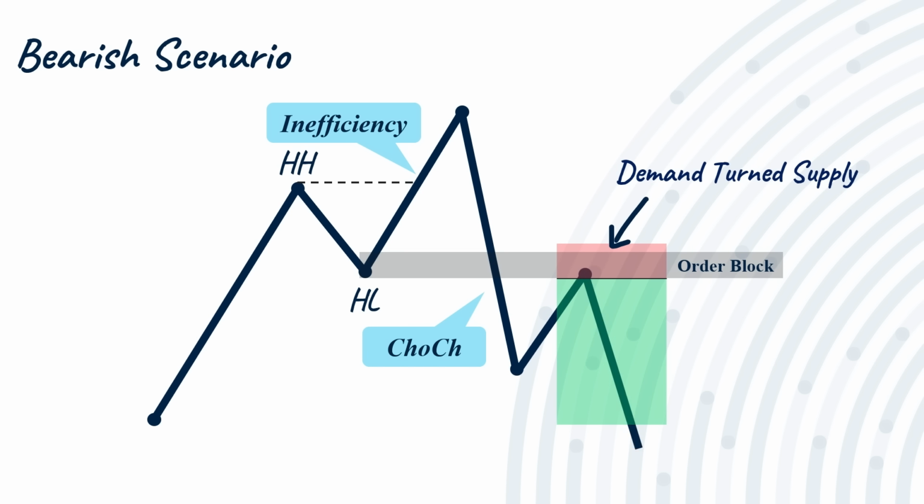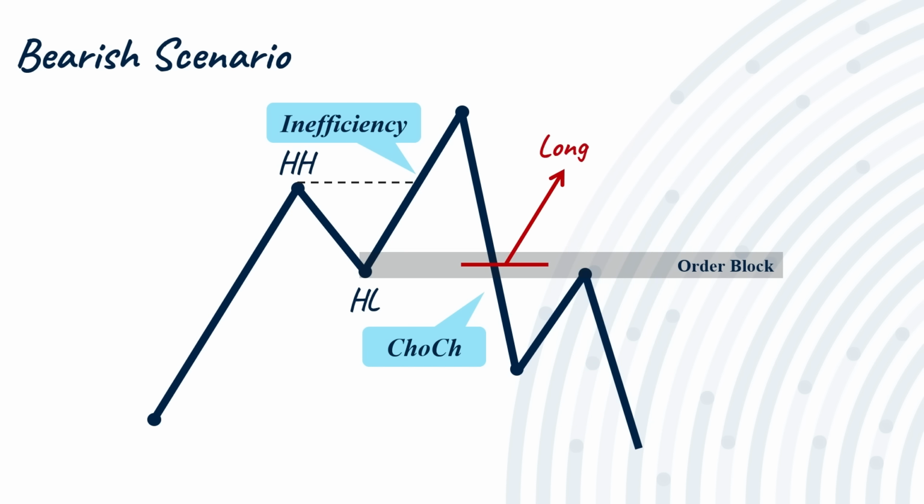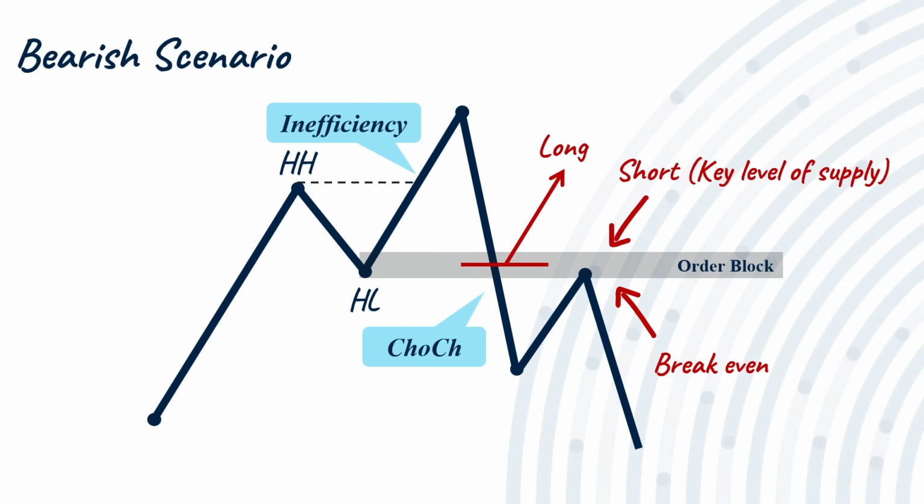The psychology behind the breaker blocks is that the traders who got long in the order block are now trapped after the bearish market structure shift. So, they would want to wait for price to get back to their break-even spot where they can close their longs for no loss. Also, traders will go short here since they see this area as a key area of supply. The outcome of this double action is what makes the price reverse from this area.